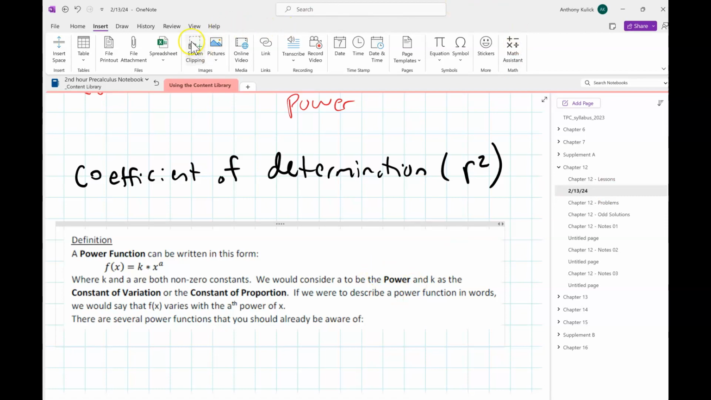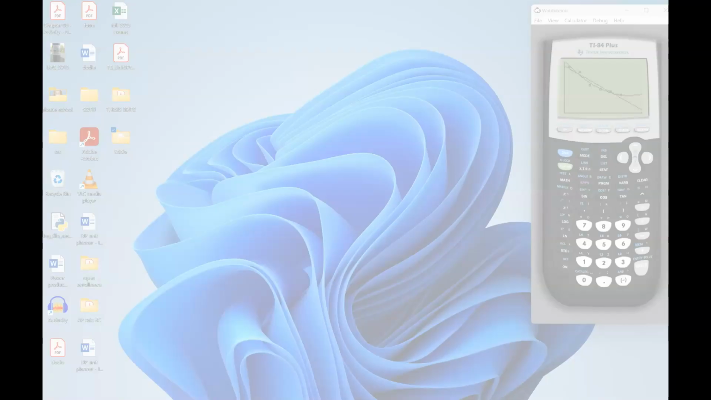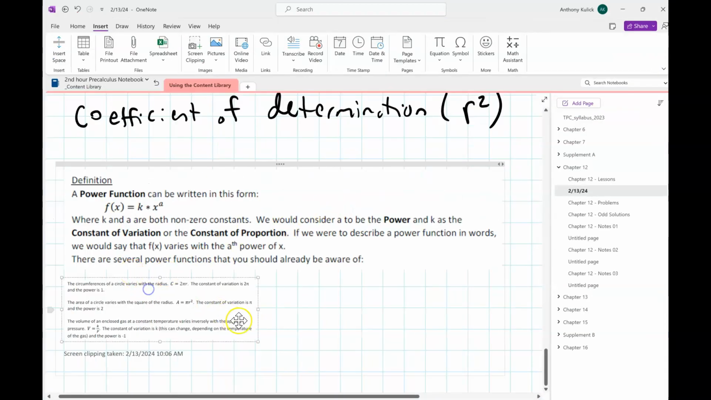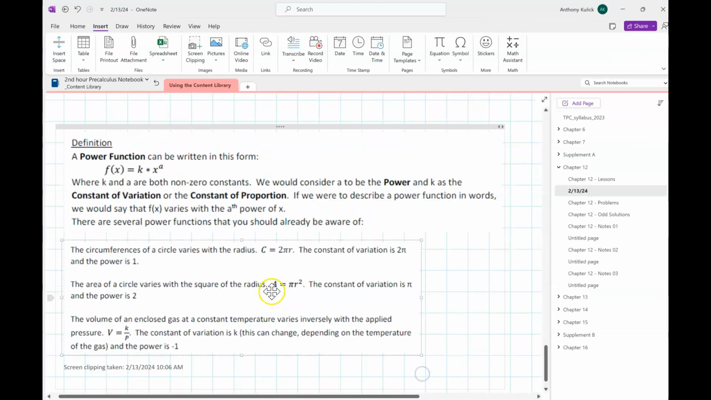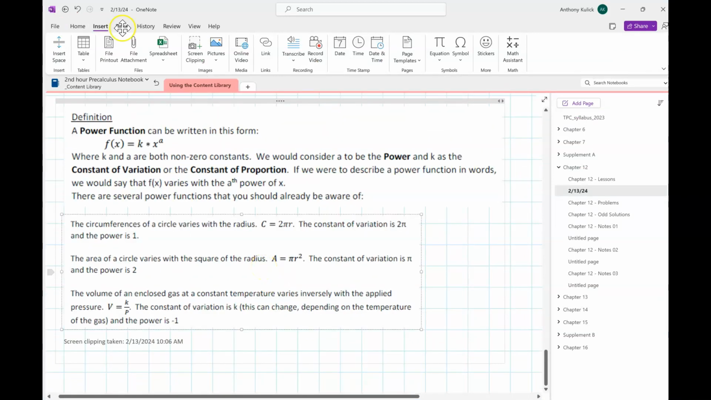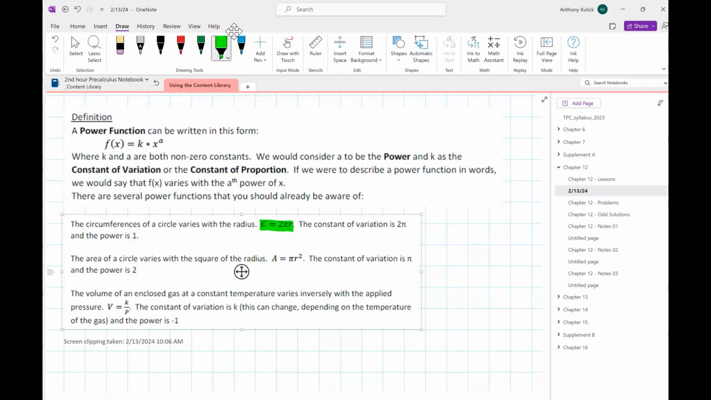So there's a bunch of power functions that we're already kind of familiar with. For example, the circumference of a circle, c equals 2 pi r. Our constant of variation is the 2 pi, and the power is 1. Everybody okay with that? Notice that's also technically a polynomial.